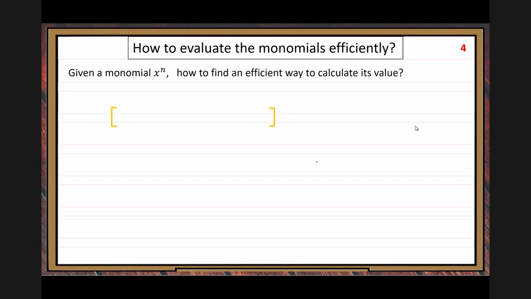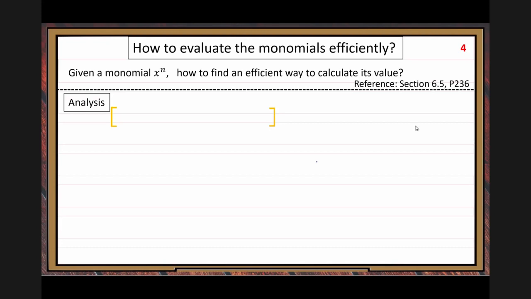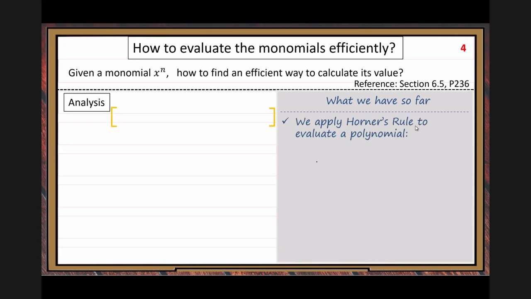We try to do square operations repeatedly. Okay? So that's the basic idea. So here I also give you the reference in our textbook, section 6.5. All right. Analysis. What do we have so far? Let's see. We apply Horner's rule to evaluate a polynomial.